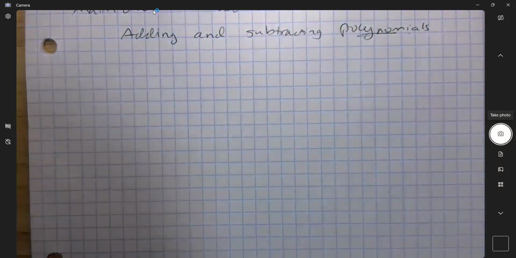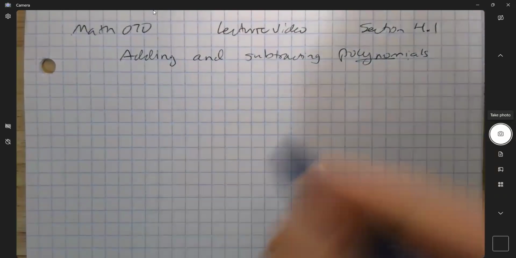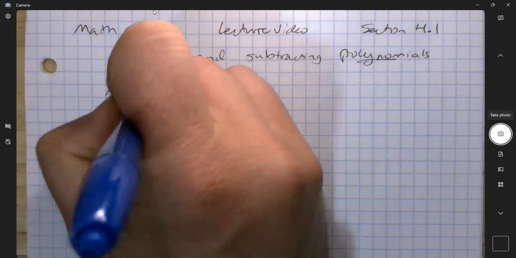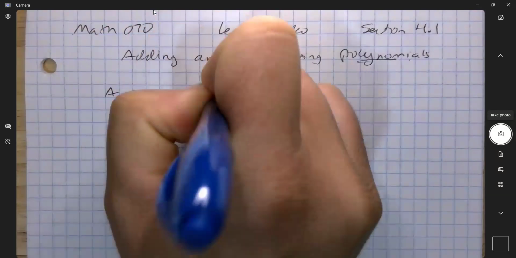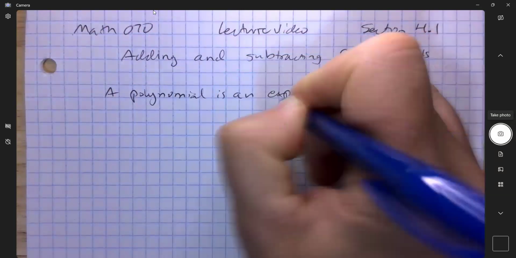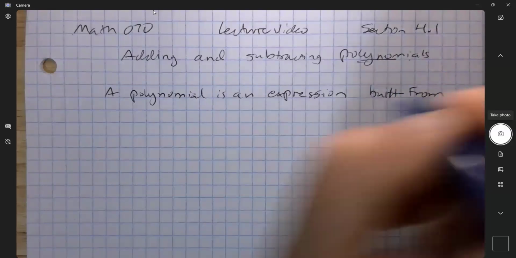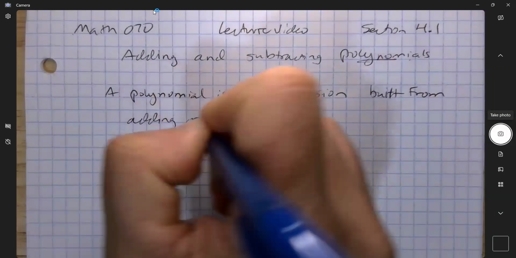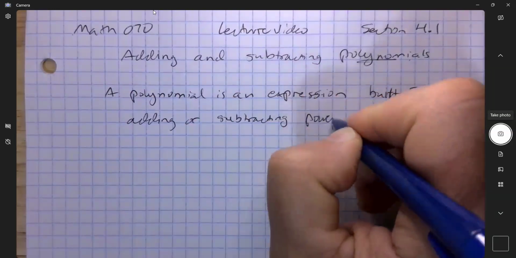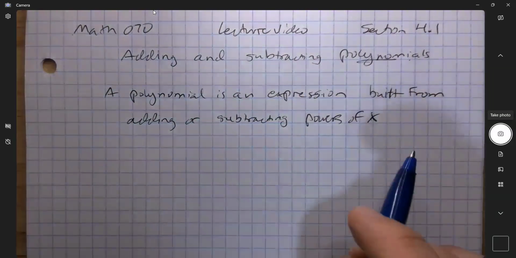So polynomials are a certain type of mathematical expression. And before we talk about adding and subtracting them, let's talk about what polynomials are. A polynomial is an expression, which just basically means a mathematical word or sentence built from adding or subtracting powers of x. Now, the variable doesn't have to be x, but it's our most common.